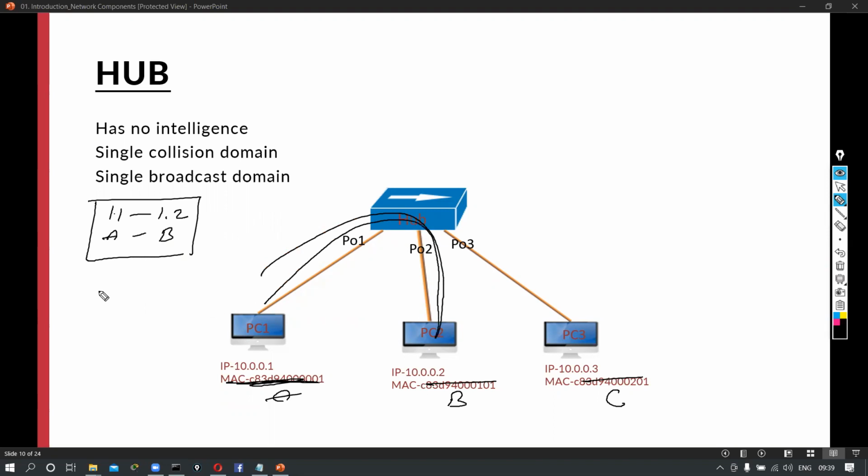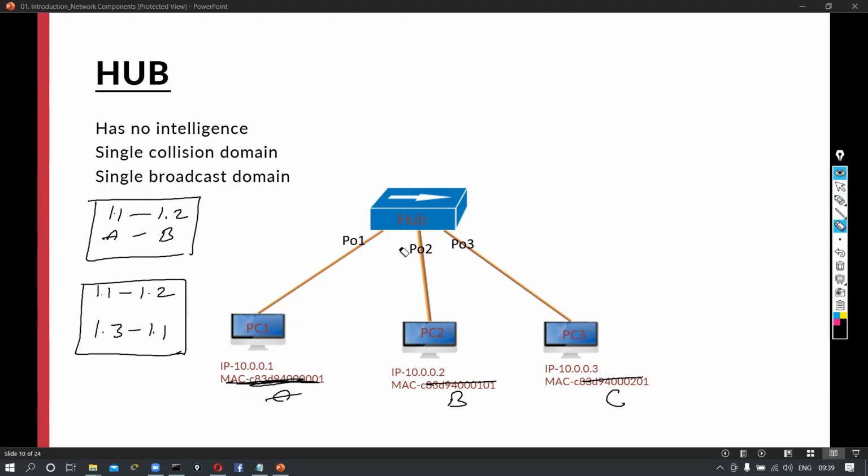Now the requirement will change. 1.1 wants to communicate with 1.2, and at the same time 1.3 wants to communicate with 1.1. Is it possible at the same time? Not possible, no? What will happen then? Once the packet reaches the hub port, it is sending, and at the same time 1.3 is also sending to 1.1. Via a particular port, you can either send or receive only one task.